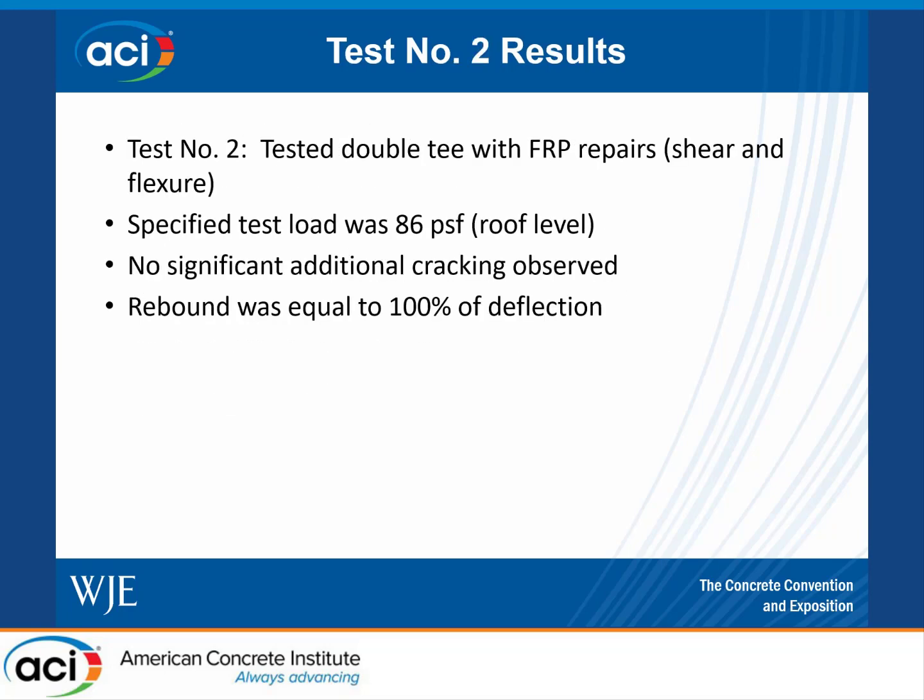The second test was a double T that was tested with the FRP repairs, the shear and flexural strengthening that was installed. At this location, the specified test load was 86 PSF, and no significant additional cracking was observed during the testing. The rebound or recovery was equal to approximately 100% of the maximum deflection obtained during the test. So good results on the second test.